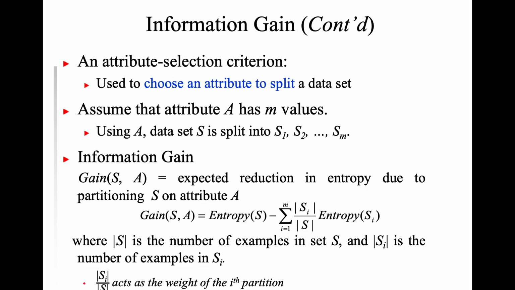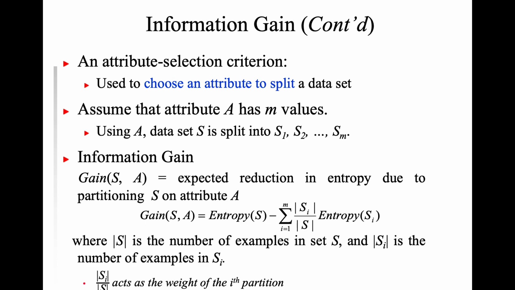Now, if A is outlook in our example, what would be M? So what are the possible values of outlook? Yep, so M is 3, right? We have 3 values. So that is M in that formula. So you have to calculate the weighted sum of the entropies for those subsets. What do I mean by subset here? A subset could be if the outlook is sunny, or if the outlook is rainy, and so on. So that will be your information gain.